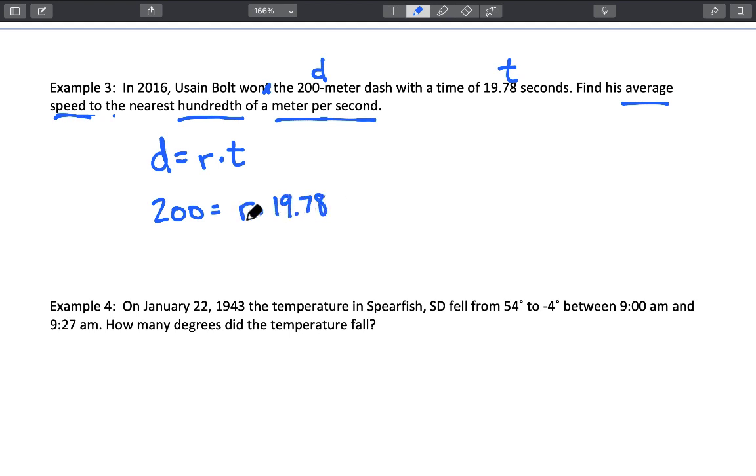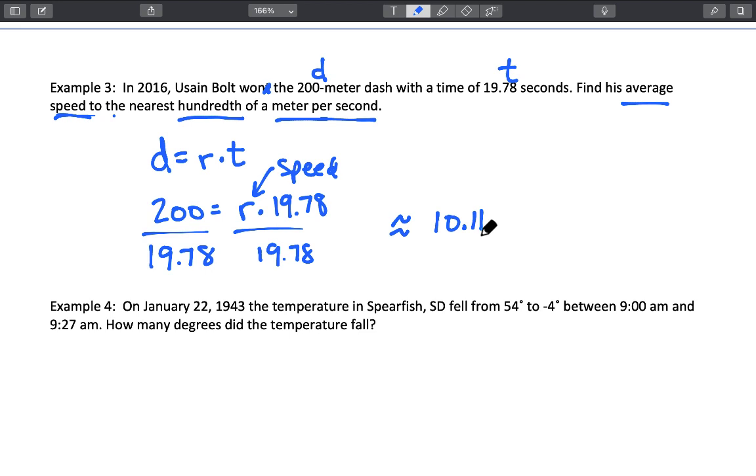Now in order to get r, the rate or the speed, by itself here, we're going to divide over the 19.78. And we take 200 meters and divide it by 19.78 seconds. We will end up with approximately 10.11 meters per second. Now, I didn't show you my calculations here, but you should punch in 200 divided by 19.78 just to confirm that in fact it is 10.11 meters per second.